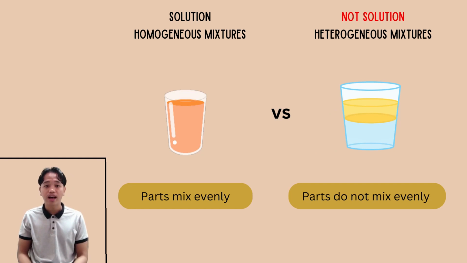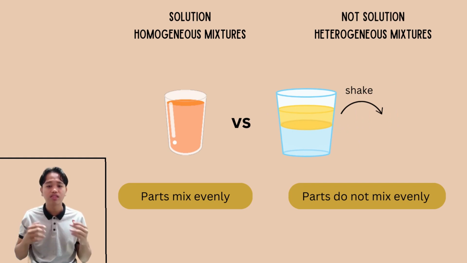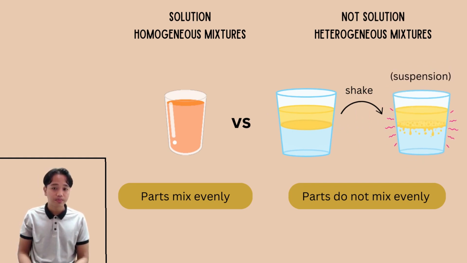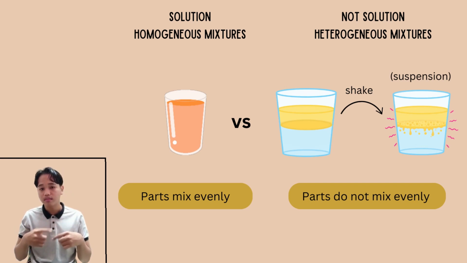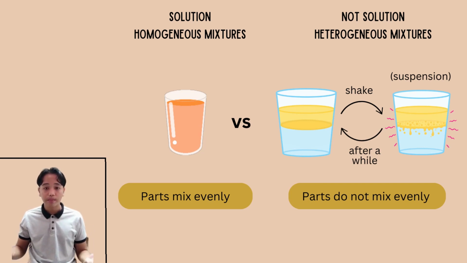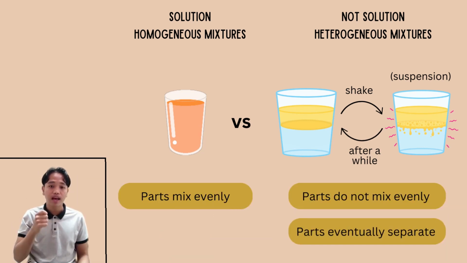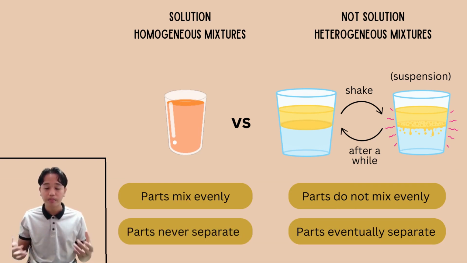Now, if you had a heterogeneous mixture like this here, you can shake it up, stir it up, and temporarily form a suspension which will look like this. Everything is kinda mixed up in there, but that is only temporary. Eventually, everything is gonna settle back out or separate back out and end up like this again. So, the parts will eventually separate out in the heterogeneous mixture. But on the other hand, the parts in the solution will never separate out. They are just gonna stay mixed basically forever. So, there is solution versus not a solution.